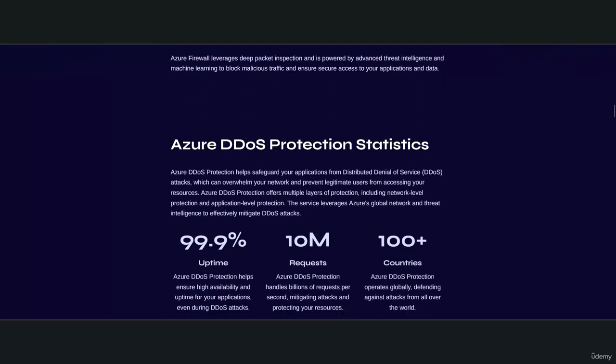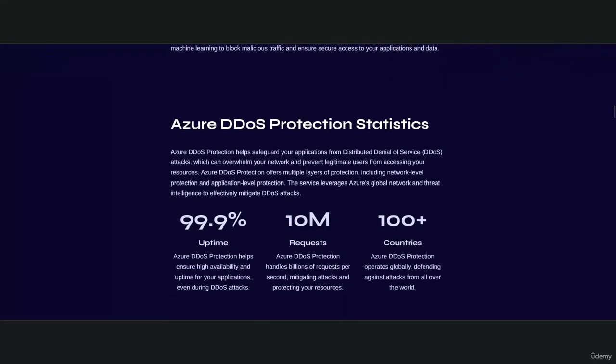Azure DDoS Protection Statistics. Azure DDoS Protection helps safeguard your applications from distributed denial of service, DDoS, attacks, which can overwhelm your network and prevent legitimate users from accessing your resources. Azure DDoS Protection offers multiple layers of protection, including network-level protection and application-level protection. The service leverages Azure's global network and threat intelligence to effectively mitigate DDoS attacks.